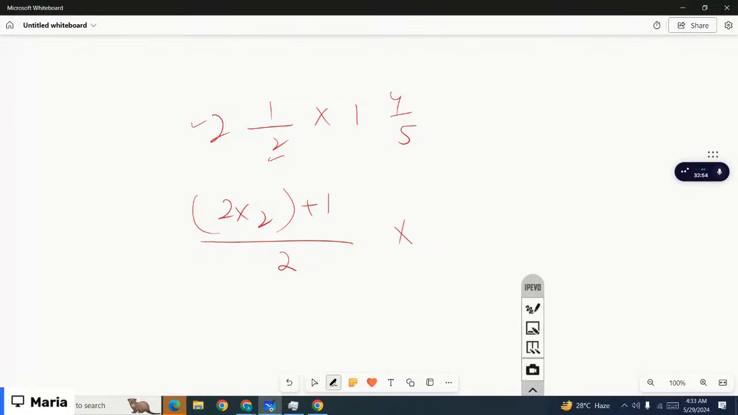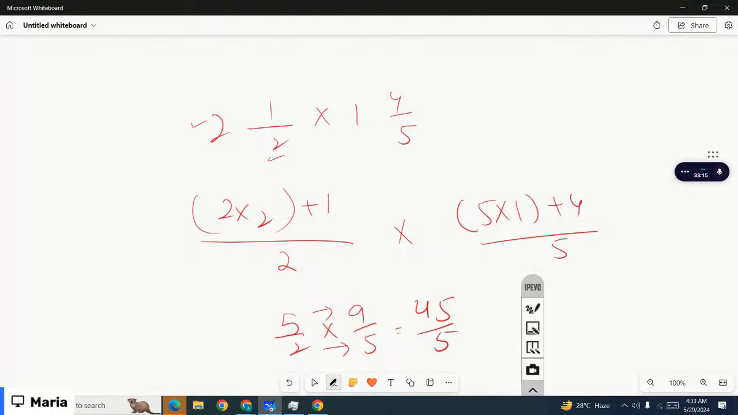You have to do the same for the other mixed number. You have to do 5 times 1, add 4 and divide by the 5. That is 2 times 2 is 4 and 1, 5 over 2. 5 times 1 is 5 and 4, 9 over 5. Now simply multiply numerator times numerator and denominator times denominator. So 5 times 9 is 45 divided by 5. Numerator is greater than denominator, simply divide. 5 times what number is 45? No, sorry, 5 times 2 is 10.